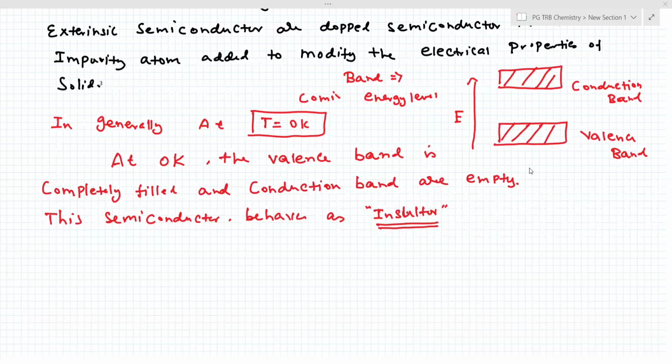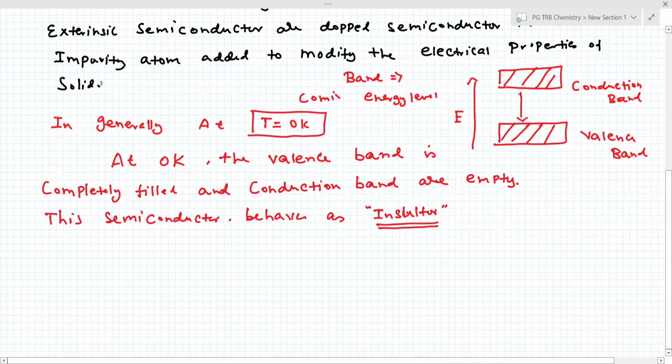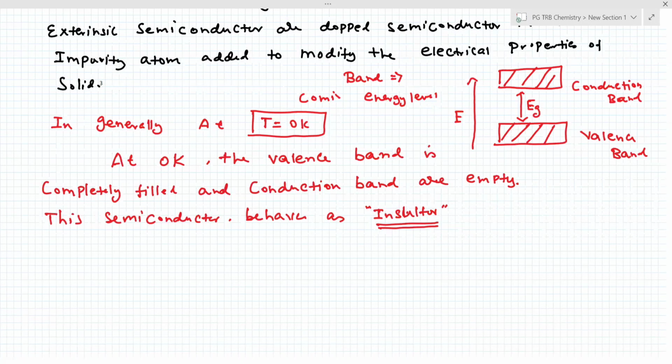Conduction band empty. What is this one? Anyone tell me, what does EG mean? What is EG? All students, what is EG represent? Energy gap, sir. Band gap. Good, super. Listen. Energy gap.